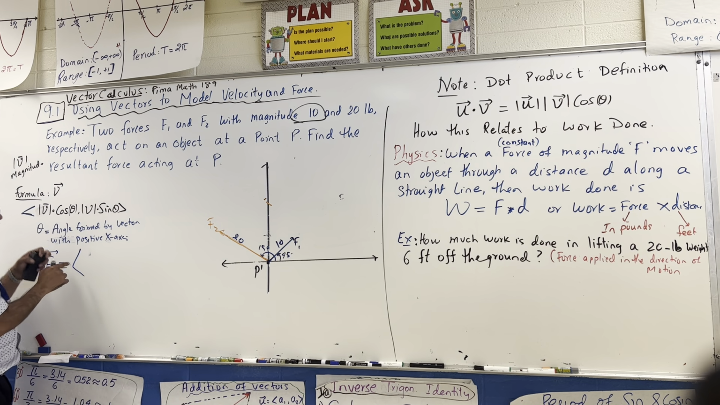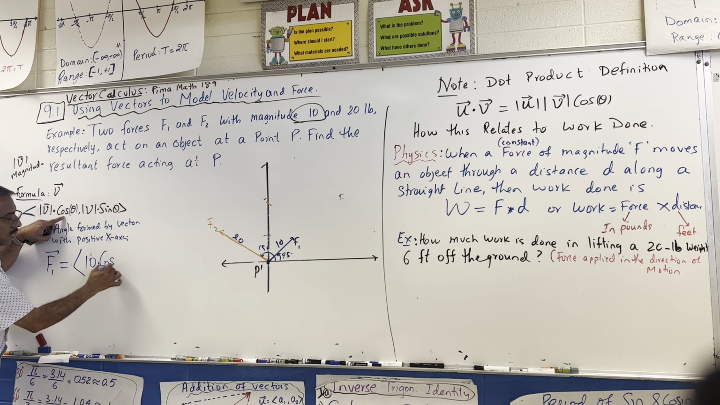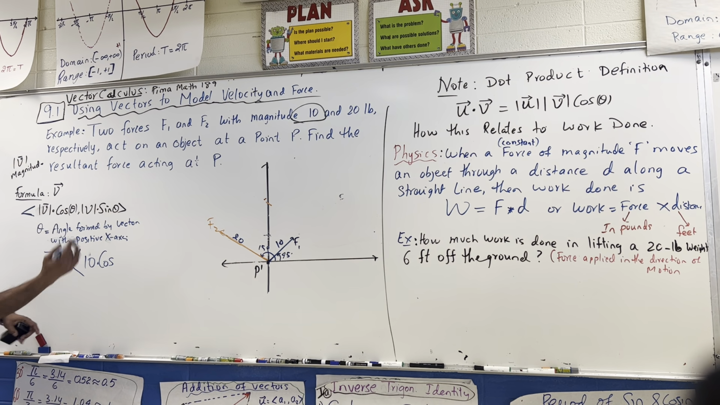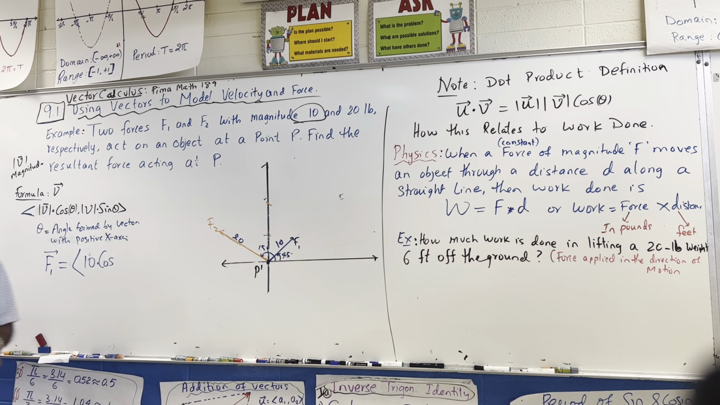So when I write this, what is that for the first one, for the first student? What is this part? 10 cosine. What's the angle made? How much is this angle? 45? No, nobody there. Nathalie, agree?